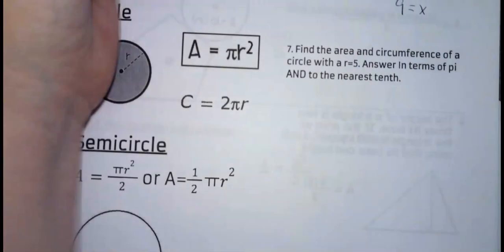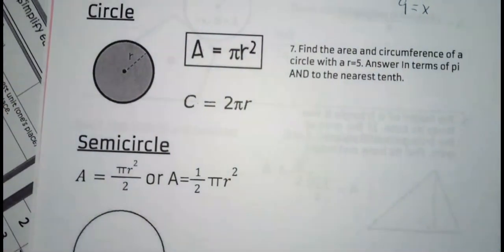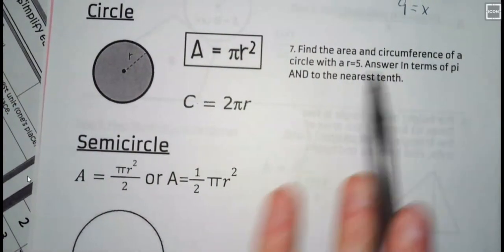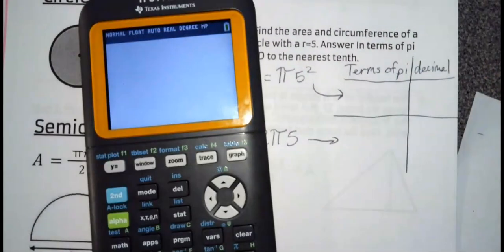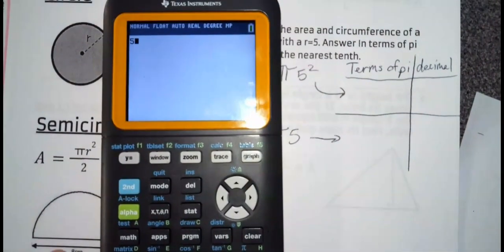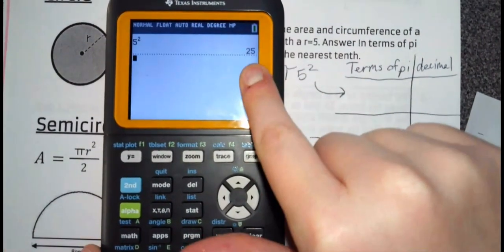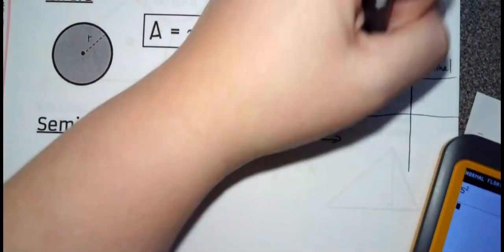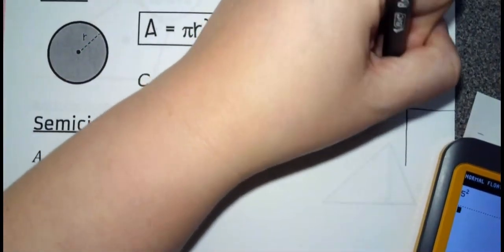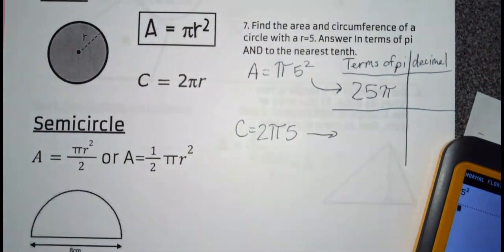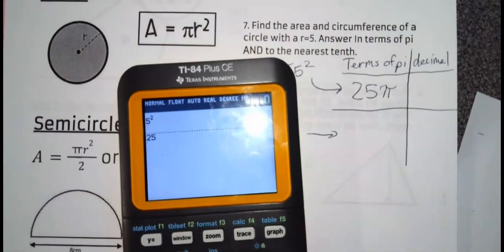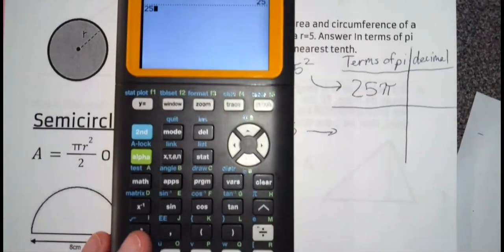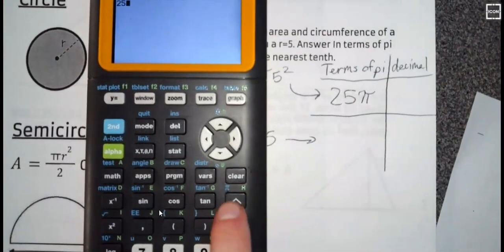So we're going to do area and circumference. Here's the two problems. We're going to answer in terms of pi and to the decimal. Okay, so for terms of pi, all you do is put the numbers in the calculator. So 5 squared is 25. So in terms of pi, it would be 25 pi, and then you're done. But let's say you want it to be in decimal. You have to then type that thing, 25 pi, into the calculator. Where is pi? Well, it's right here.